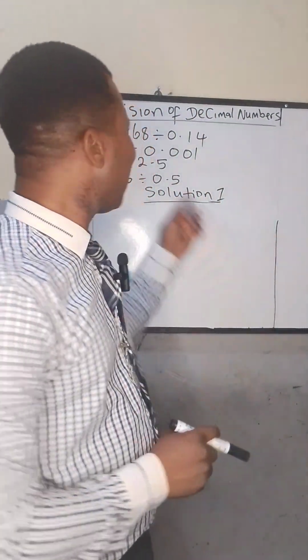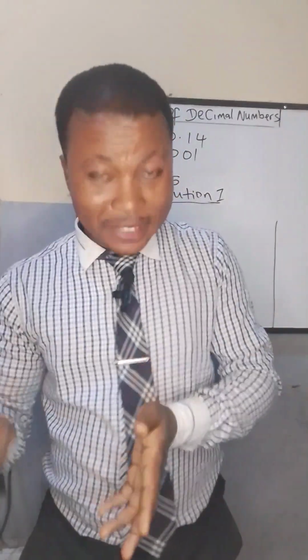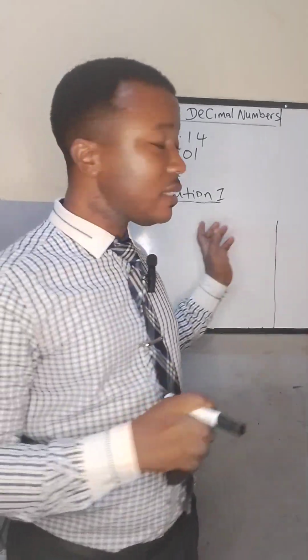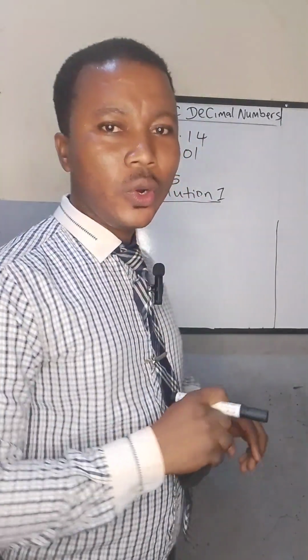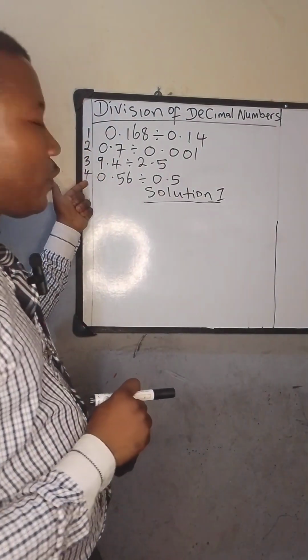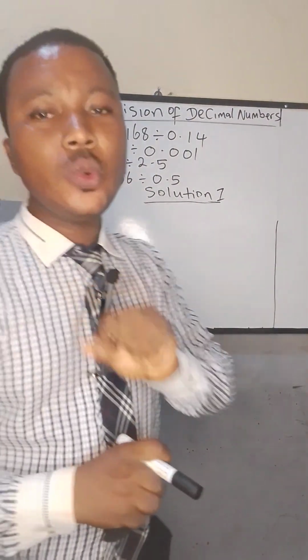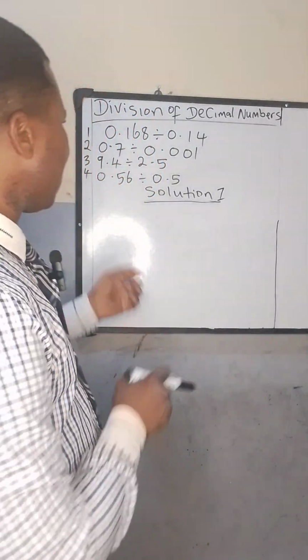Today we'll be looking at division of decimal numbers, dividing decimals by decimals. When it comes to decimals and fractions, pupils and students find it difficult to solve. So we'll be looking at how to solve it in a simplified way without a calculator. We have here 1 to 4. I will do number 1 to number 3, then I will leave number 4 for you to do as classwork or assignment. So let's start.